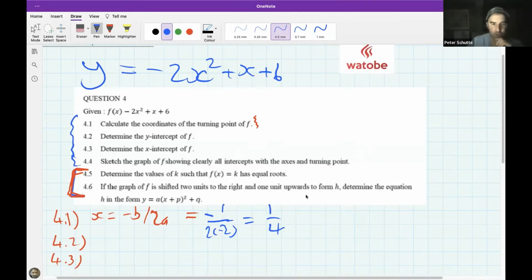You should get a quarter for your axis of symmetry, but now they want the full turning point. I want to see in the chat, what is the full turning point? Because remember, it's not just the quarter. The turning point has 2 parts.